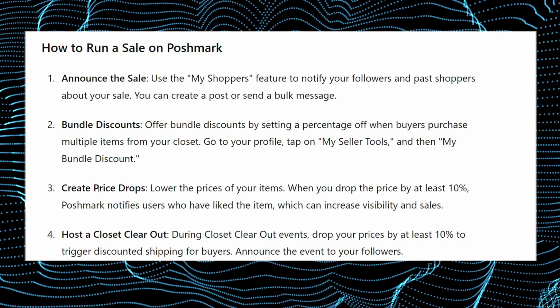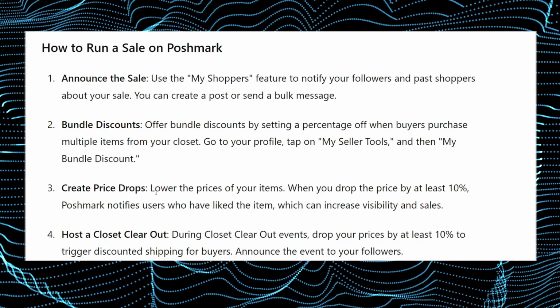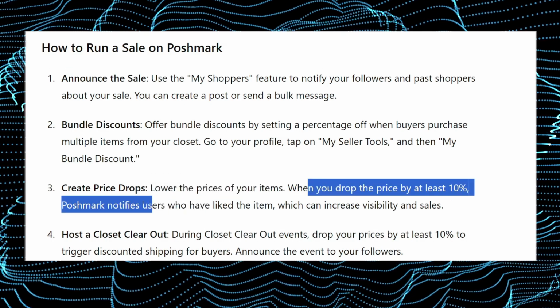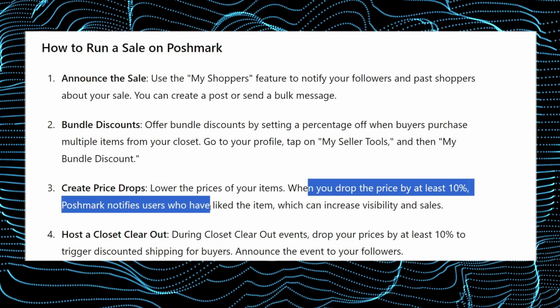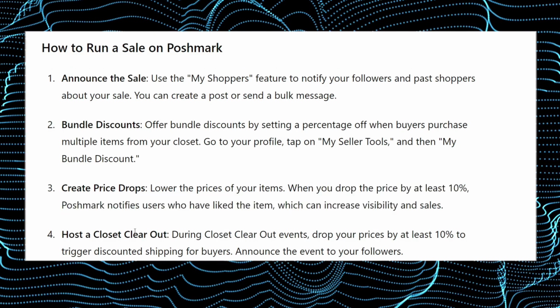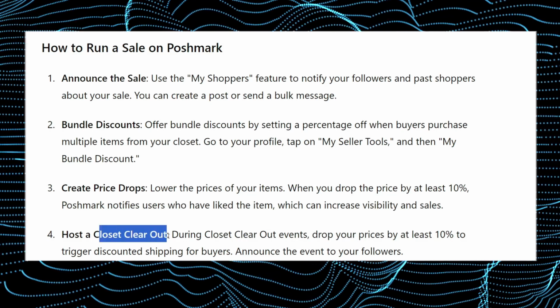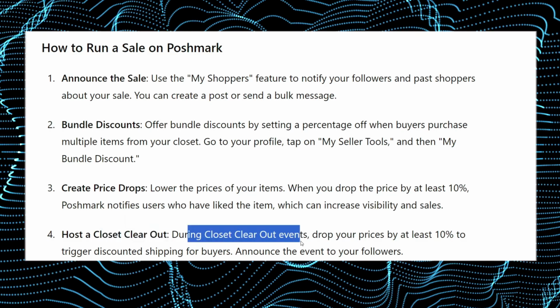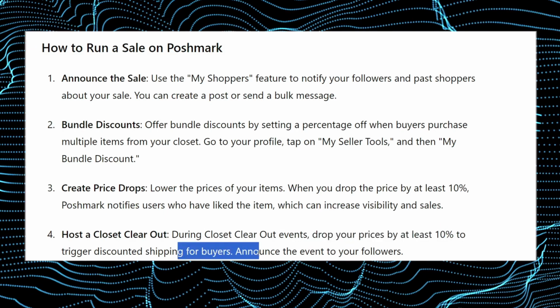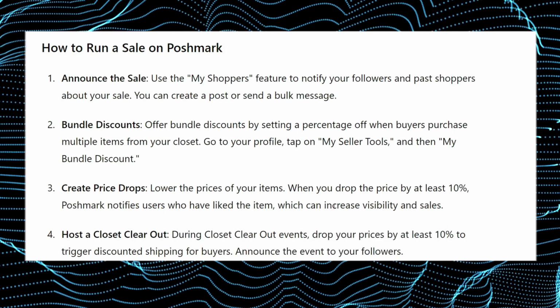Now here you can create price drops, lowering the price of your items. When you drop the price by at least 10%, Poshmark notifies users who have liked the item, which can increase visibility and sales. Host a closet clear out. During a closet clear out event, drop your prices by at least 10% to trigger discount shopping for buyers. Announce the event to your followers.